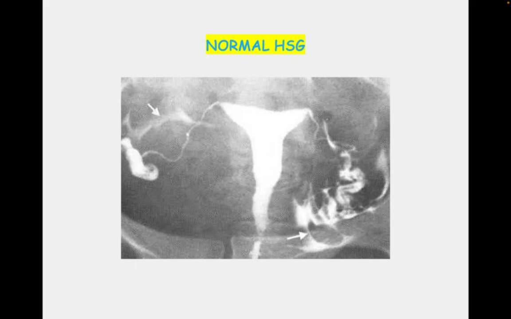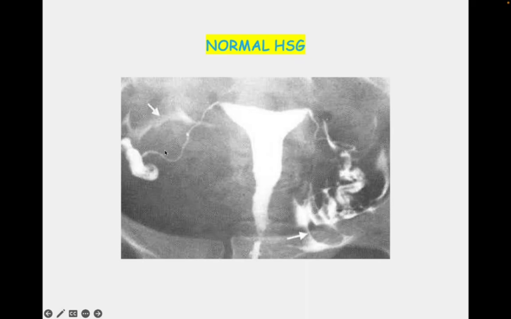So coming on to the pictures, I will be showing you some pictures of HSG. So this is the normal HSG. Here you can see this is the uterus, and here are the tubes. And here the free spill is there. This is one side, the free peritoneal spill is there, and this is the other tube where the free peritoneal spill is there.